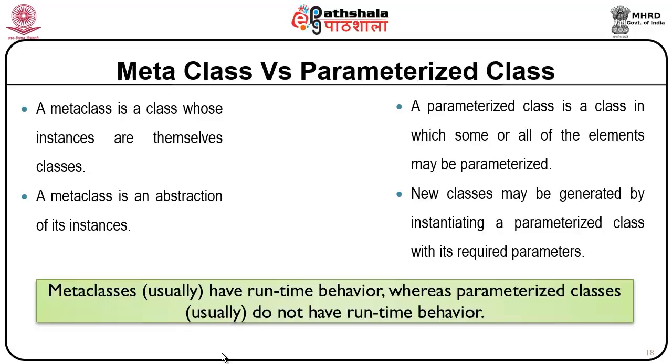Meta class versus parameterized class. A meta class is a class whose instances are themselves classes. A meta class is an abstraction of its instances. A parameterized class is a class in which some or all of the elements may be parameterized. New classes may be generated by instantiating a parameterized class with its required parameters. Meta classes usually have runtime behavior, whereas parameterized classes usually do not have runtime behavior.